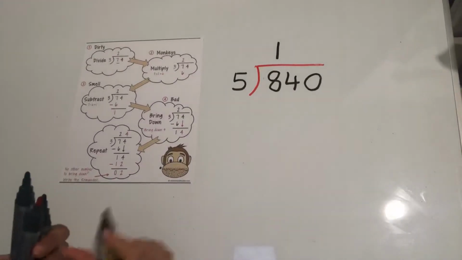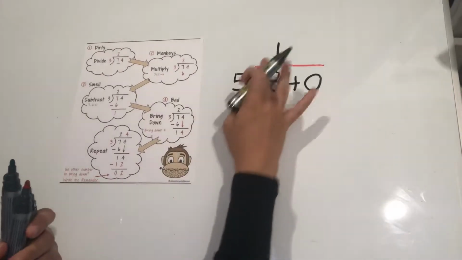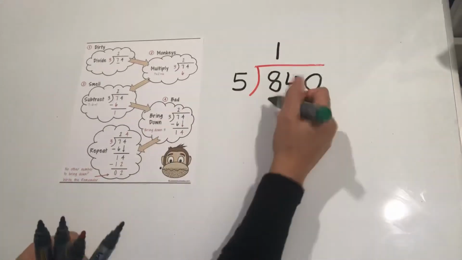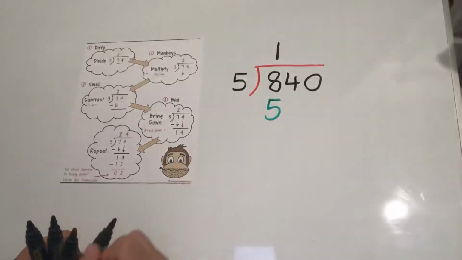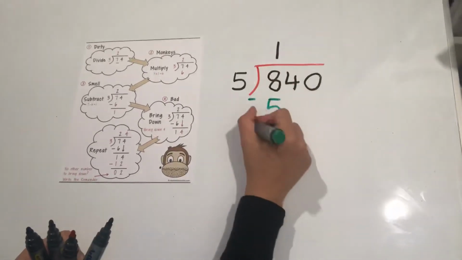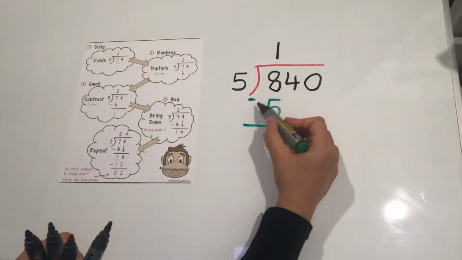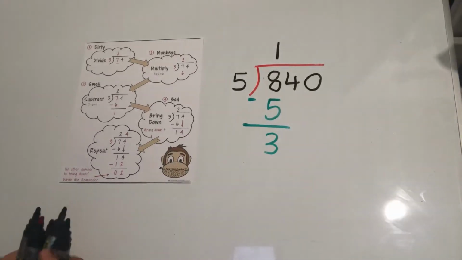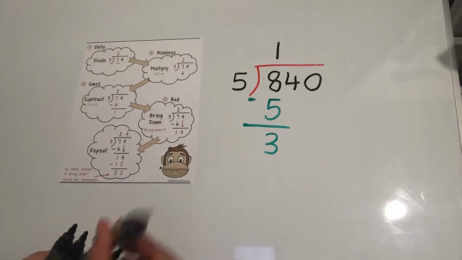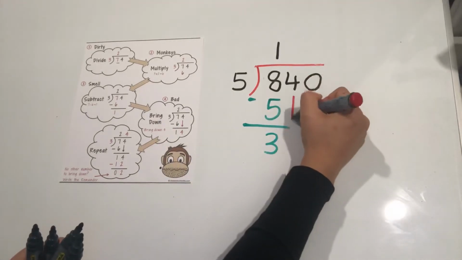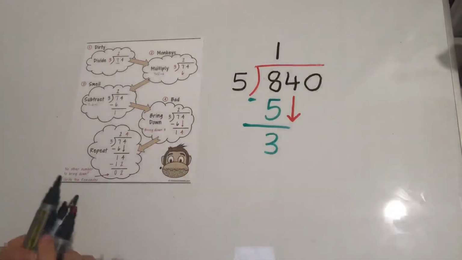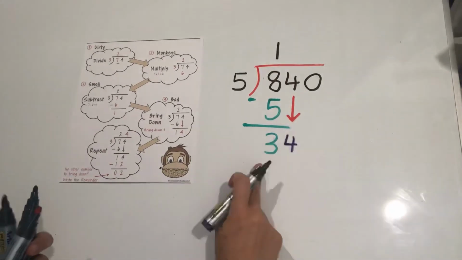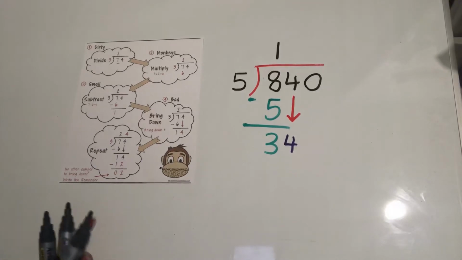Next step is to multiply the divisor by our answer. 5 multiplied by 1 is 5. Then we subtract to see how many remainders we have left over. 8 subtract 5 gives us 3. Remember what to do next? Yes, we need to bring our next digit down. So we're going to bring our tens digit down, which is our 4. So this is saying now we've got 34 tens.